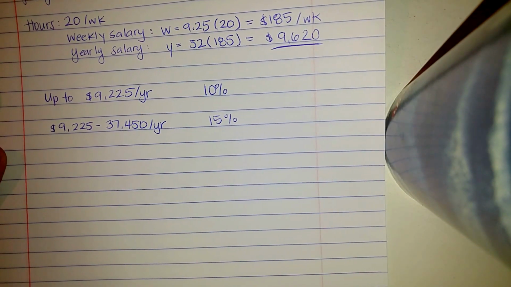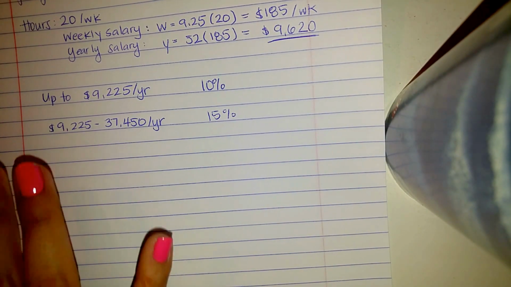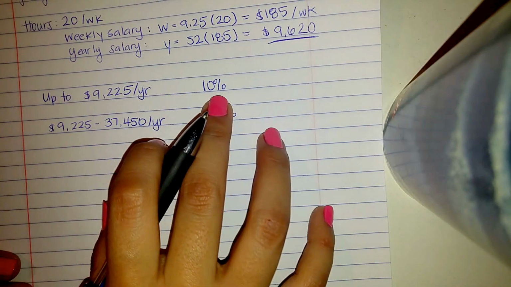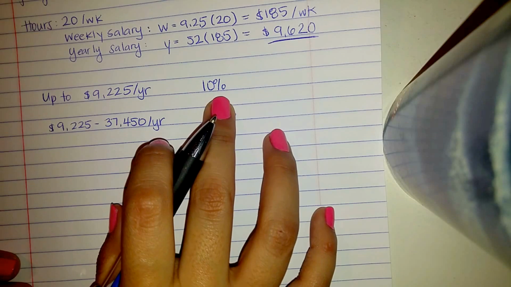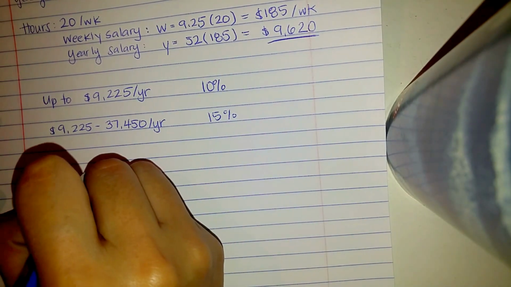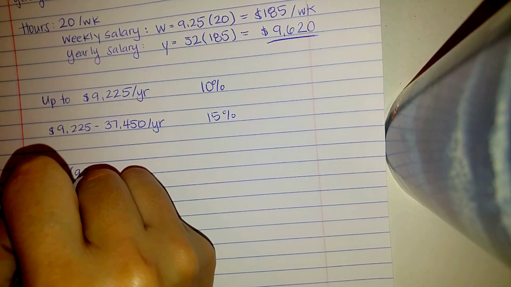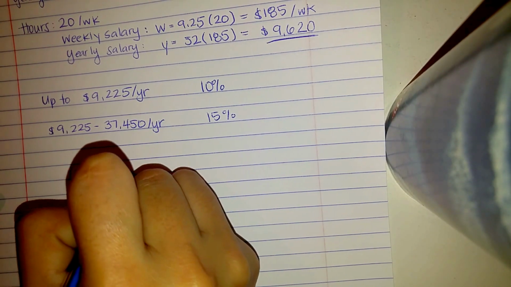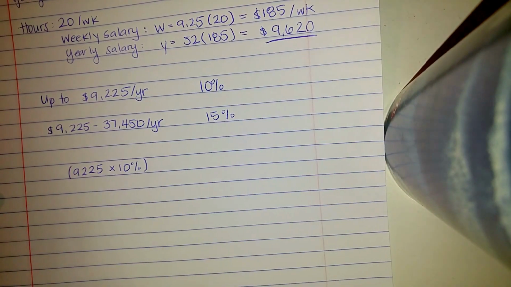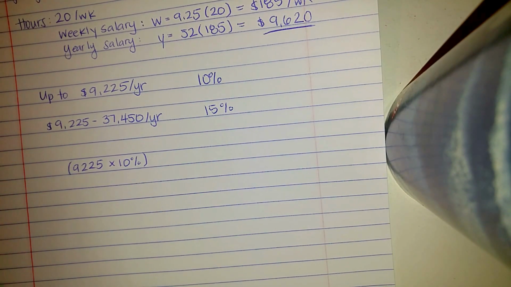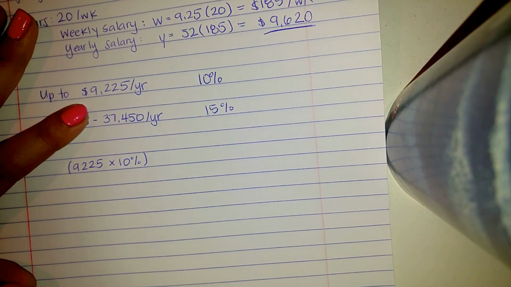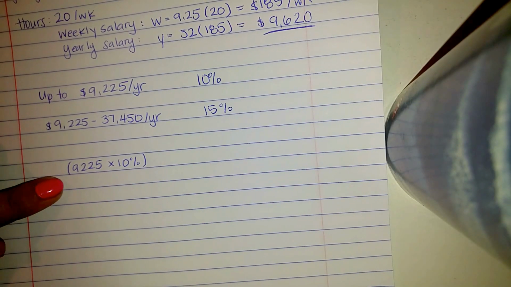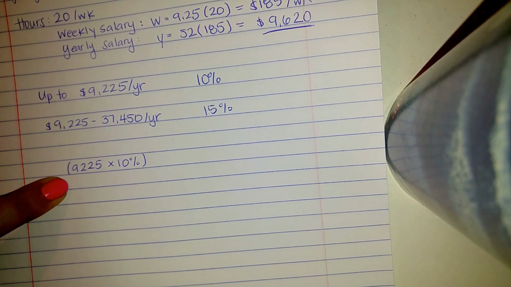The way that they break this up is that the first $9,225 that you make, you'll be paying 10% of that in taxes. Okay, so if you are only making less than $9,225, then this would be the equation that you would use to find out how much money in taxes you'll be paying.